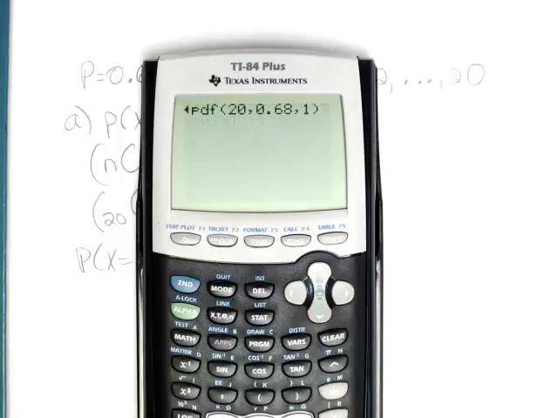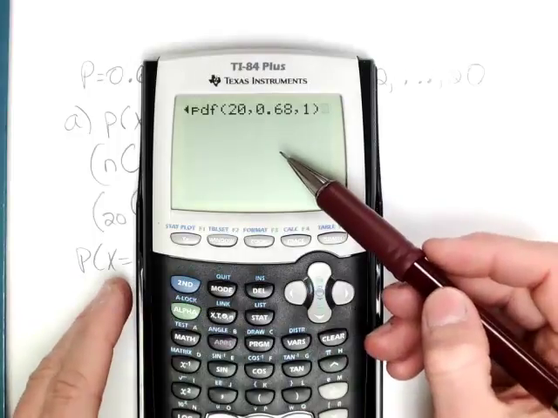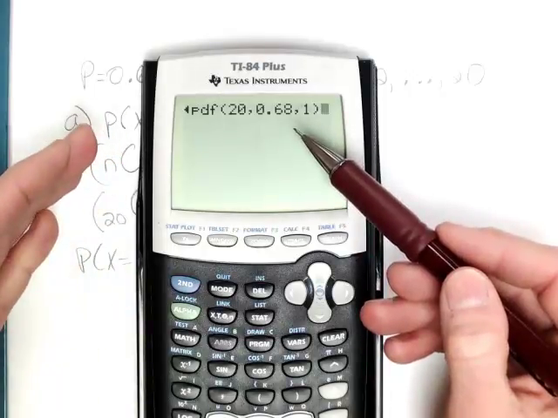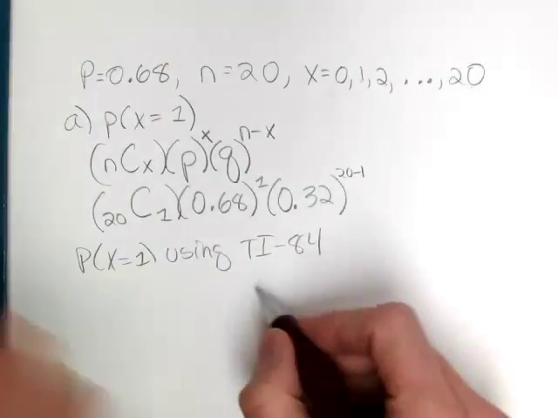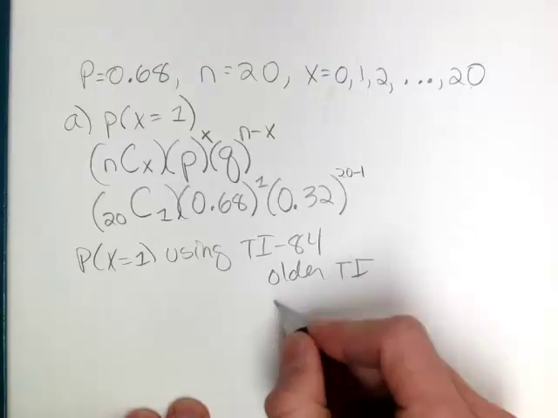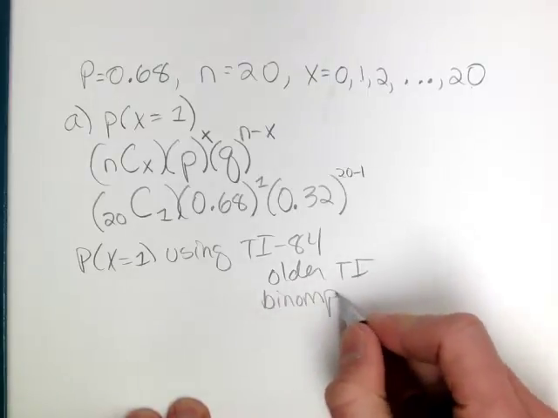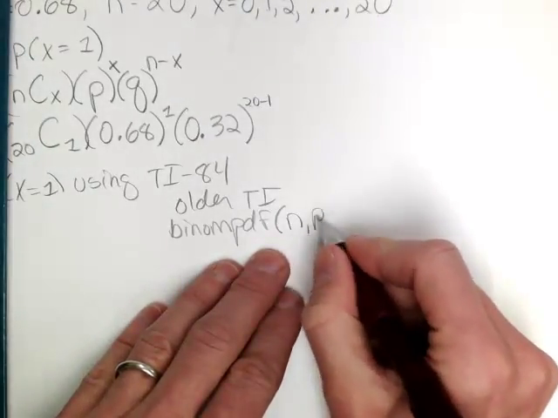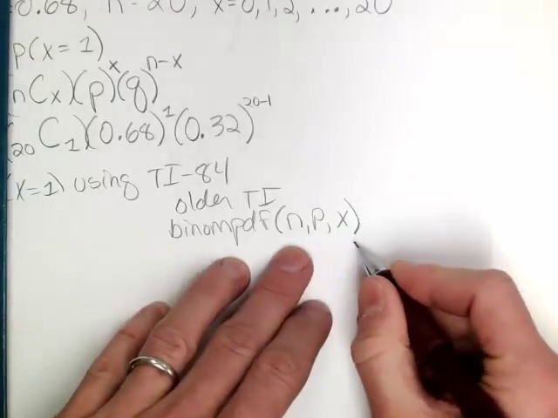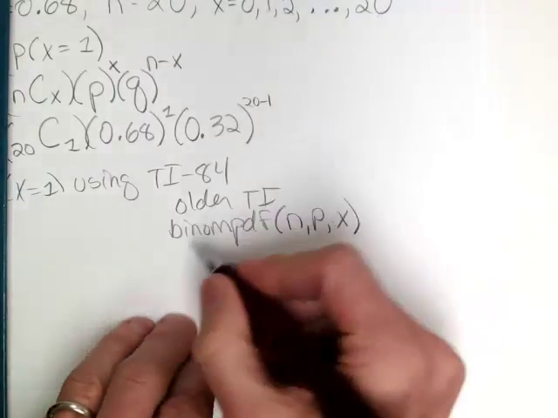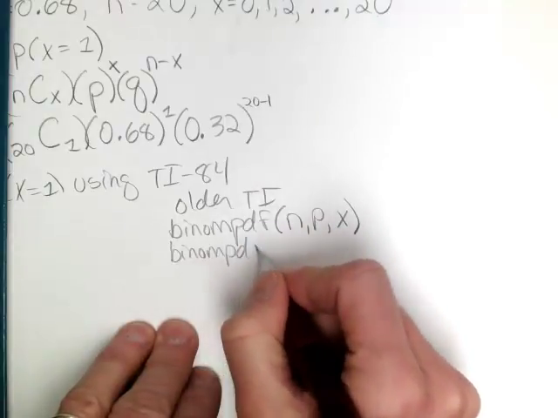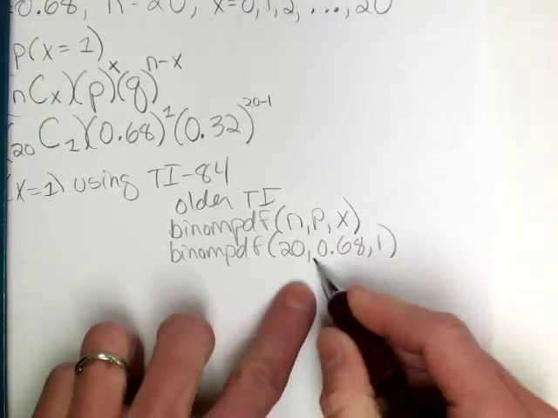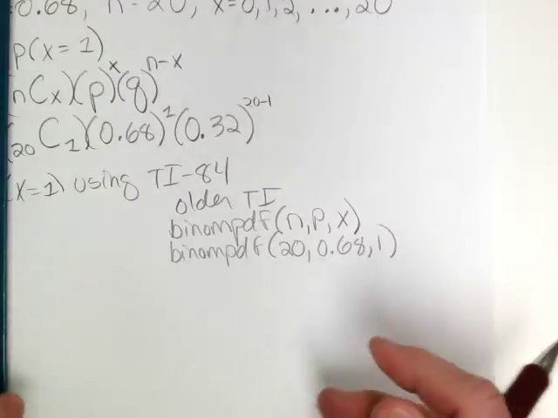See how that copies it over to your home screen. If you have the older TI, when you select binomial PDF, you'll get to your home screen and it'll open up parentheses like that. On the older TI, it will open up to be something like binomPDF, and then you'll have to enter in this order N, P, X, all separated by commas, then close the parentheses. So if you're using an older calculator for this problem, it would be 20, 0.68, and then 1, all separated by commas, in that exact order.